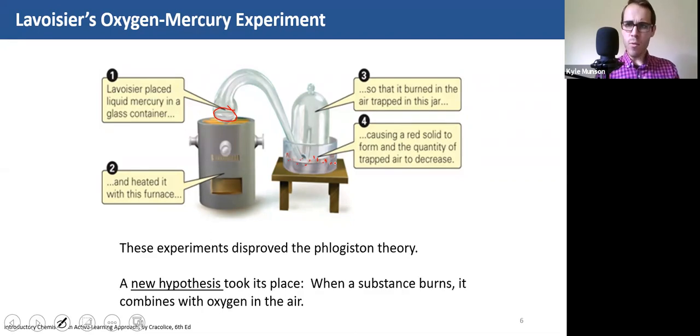So that really did away with the phlogiston theory, that everything that burns is giving off these mysterious phlogiston particles, I guess. And a new hypothesis took place. When a substance burns, it combines with oxygen in the air. And that's something we're going to be talking about when we get to combustion reactions later in the semester. But for now, that's the result from Lavoisier's experiment, that there isn't such a thing as phlogiston. And what Lavoisier did was really a great example of the scientific method.